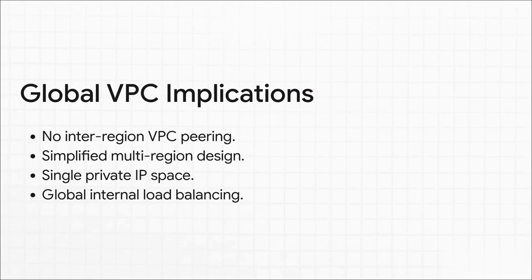Well, for you, as an architect, this is a huge deal. It can make your designs for multi-region apps way simpler. That whole complex web of peering connections you might be used to building, it's just gone. You're dealing with one unified private IP space for everything, everywhere. And that unlocks some really powerful stuff, like true global internal load balancing. Now, it's not all magic. You do have to be more careful with your IP planning up front, but it's a totally different and, frankly, a much cleaner place to start.